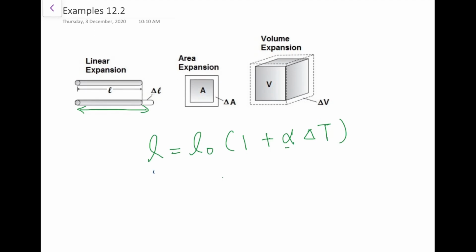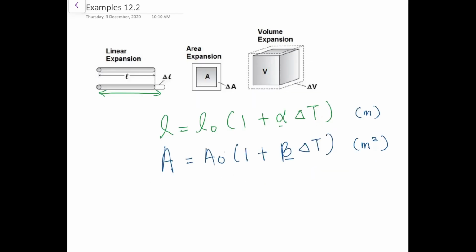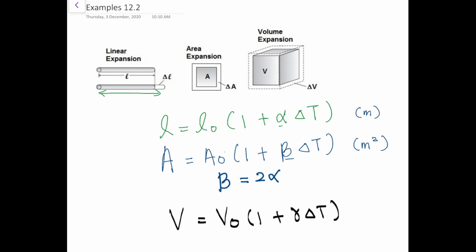And then for area, we have A equals A naught (1 plus beta delta T). For area, the difference is that the unit will be in meter squared, and another difference is this beta. We call this beta the coefficient of area expansion, and it equals 2 alpha. And the last one, volume expansion. The expansion in volume is V equals V naught, the original volume, times (1 plus gamma delta T). What is gamma? Gamma is the coefficient of volume expansion, where gamma equals 3 alpha. So you just remember this one equation, L equals L naught (1 plus alpha delta T), and from this one equation you can form the other two equations, which are for area and volume.